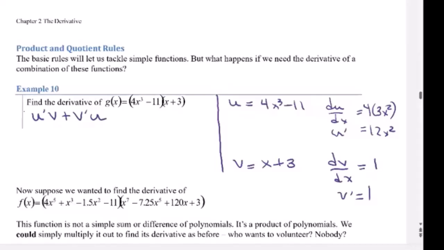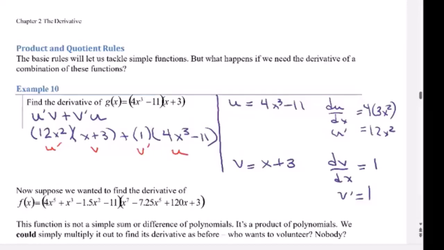Does it matter which order? No, everything's positive here. So u prime is 12x squared times v, x plus 3, plus v prime, just 1, times u, which is 4x cubed minus 11. Okay, this is u prime v plus v prime u.